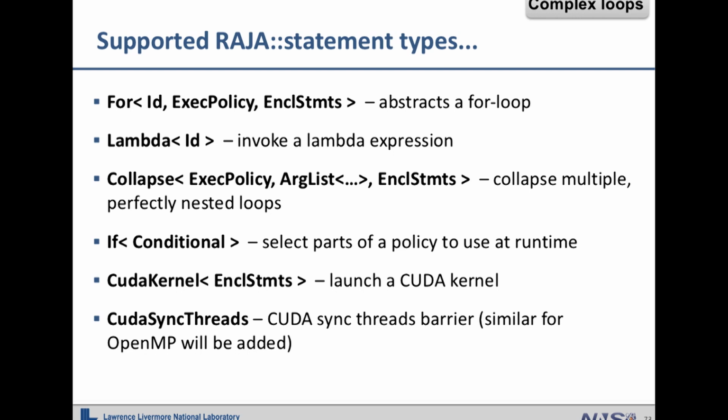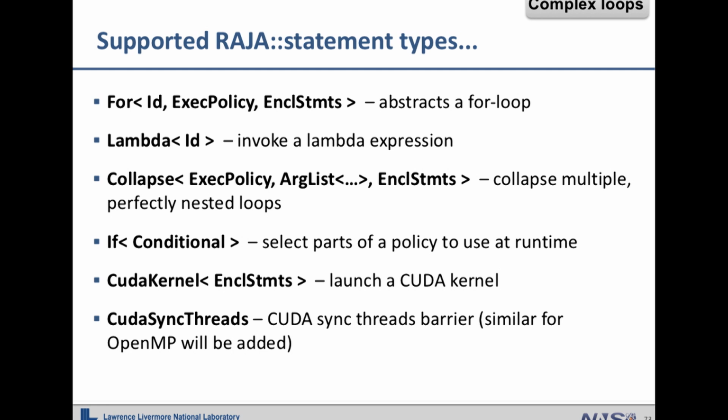So we currently support a variety of different things, and these are just being built up based on use cases. We've got some more in the pipe right now that will be rolled out in the near future. So we have a for abstraction. It takes an ID for what iteration space it is, a policy, and then whatever's enclosed after it, basically the stuff that would be in that loop before you put the curly braces, although it's closed with the chevron. A lambda just invokes a lambda expression. We have a collapse policy, where you have the policy, and then which loops I want collapsed, in what order, and then all of the stuff that goes in it. And they have to be perfectly nested to use that particular thing.